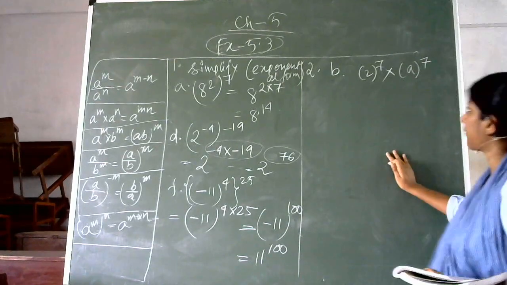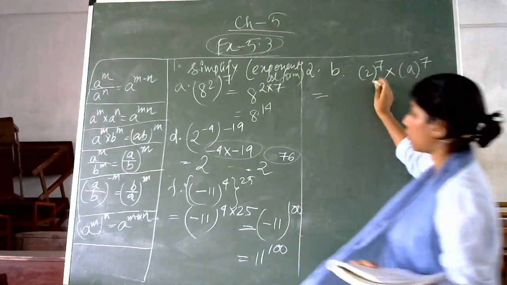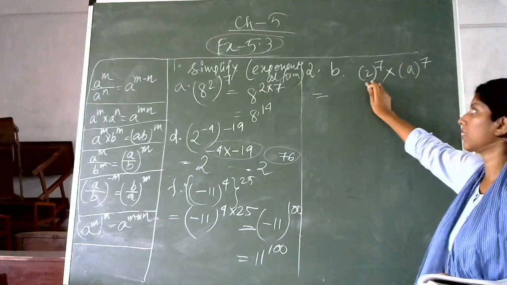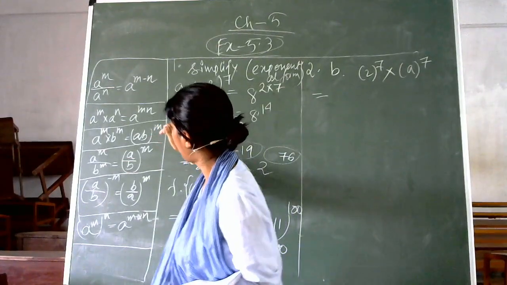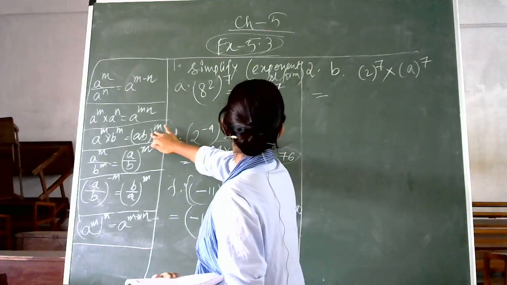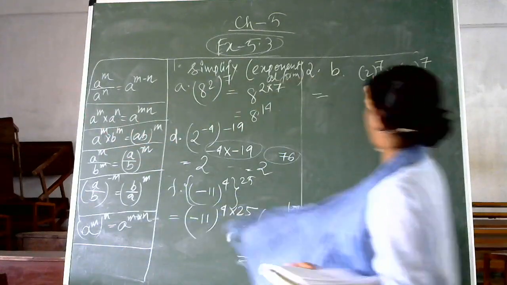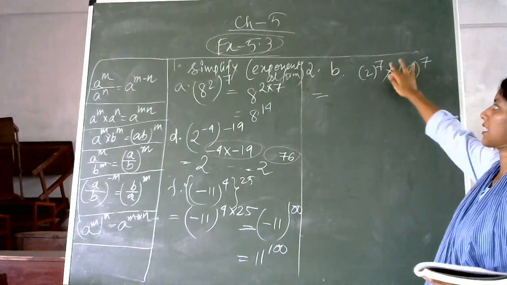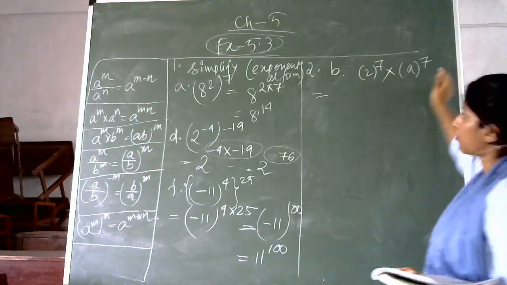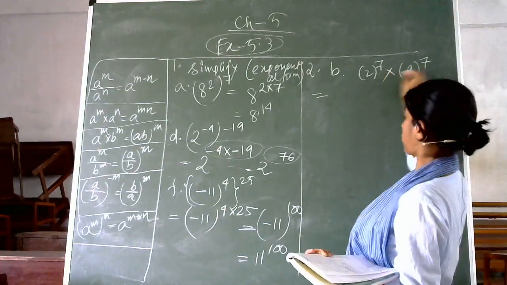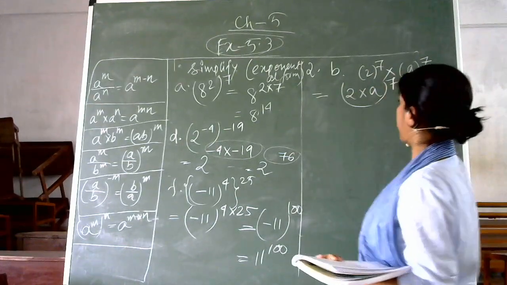Okay, 2 to the power 7 into a to the power 7. Let's see how you do this. See, this is of which step? If you check, this is of this step, right? Different base, same power, right? It is of type 3. So in that case, what is the formula? We write it together: 2 into a, whole to the power 7.